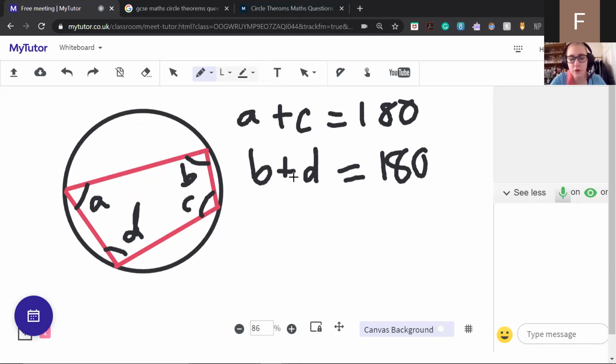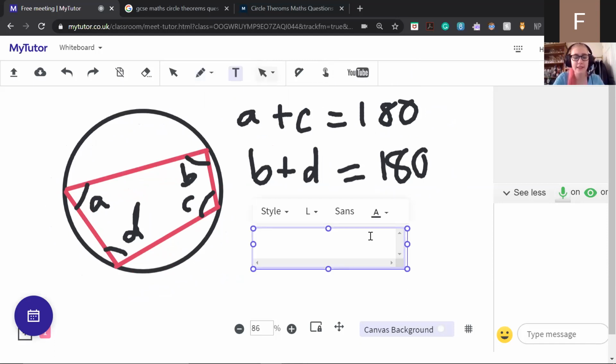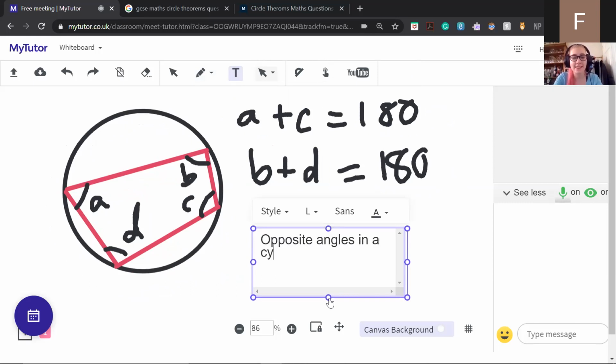And as I said, with all of these, there's a formal way of writing these. So this one says that opposite angles in a cyclic quadrilateral, so that's how you spell that, add up to 180.